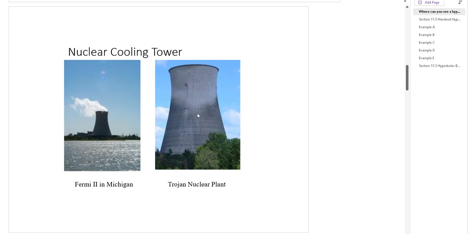You'll see this if you visit the Fermi 2 plant here in Michigan. Any nuclear cooling tower is a hyperbola rotated around an axis, and that's where they get their shape. You'll see that same kind of shape if you see a high explosion of energy, like a mushroom cloud. Doesn't have to be a nuclear explosion.